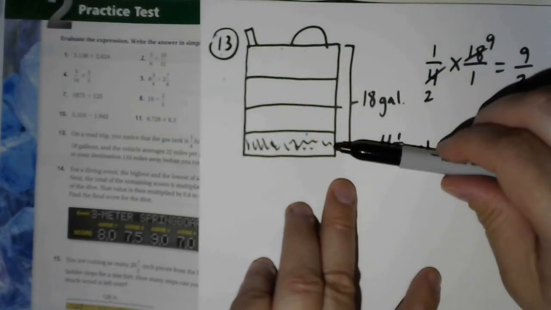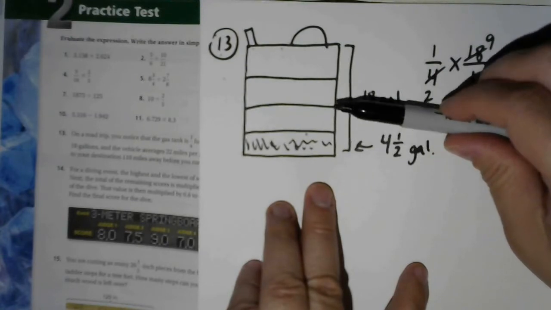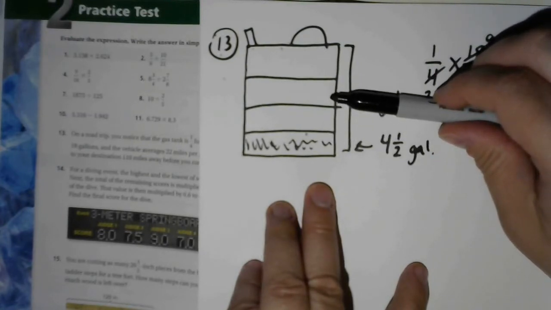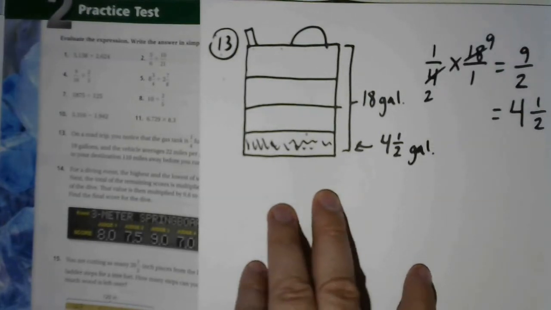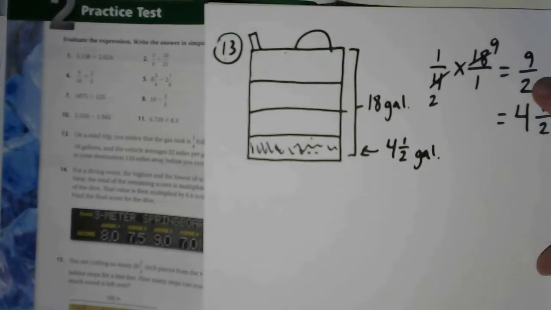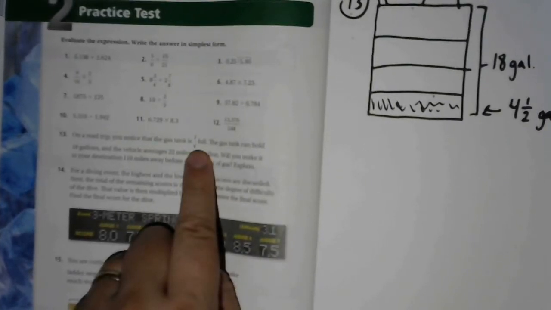Right? 4.5 plus 4.5 is 9. Add on another 4.5, that'd be 13.5, plus another 4.5, that'd be our total of 18. So we have 4.5 gallons, basically, is what we're saying, with that 1/4 of a tank.